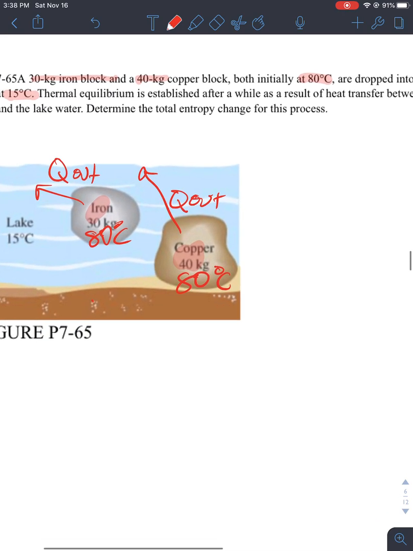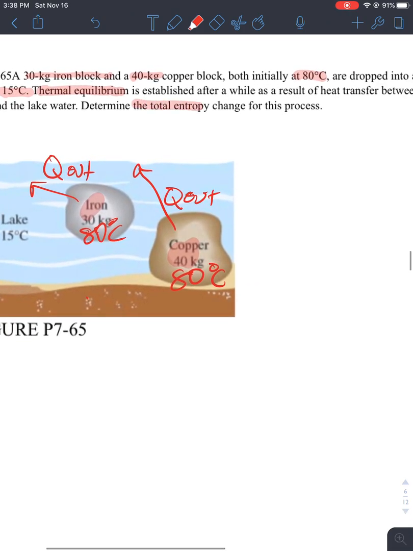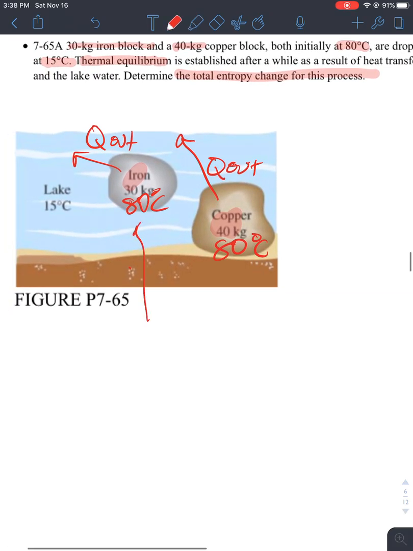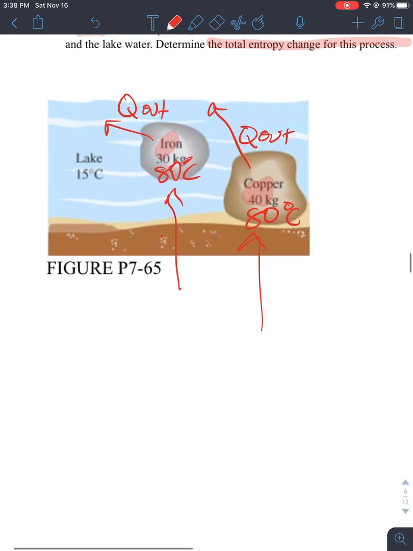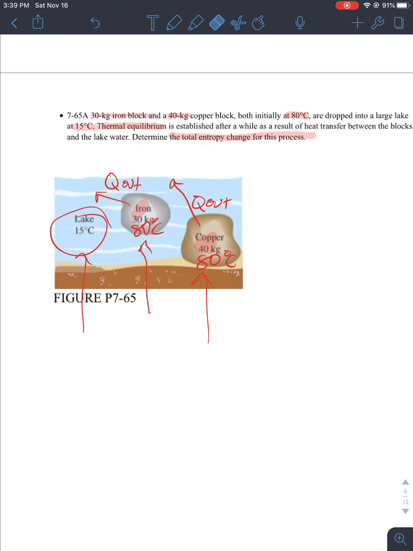So the question is, afterwards, thermal equilibrium is reached, and you need to find the total entropy change, which means you have to find the entropy change of the iron, the entropy change of the copper, and the entropy change of the lake, which is the final goal. Well, actually, the entropy change for the whole process. First you set a boundary.